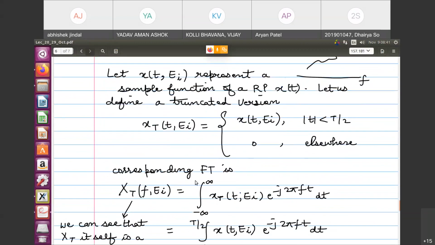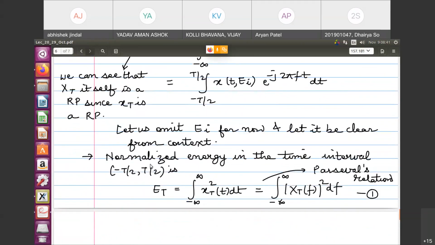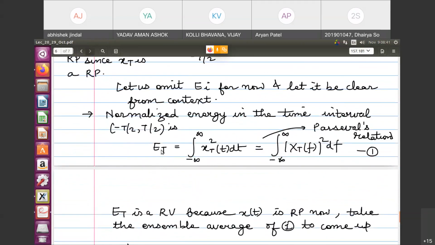Let us define a truncated version. We defined a truncated version, and we took its Fourier transform. And then we said, let us see what will be the E of t, that is the energy of this truncated signal. Okay, and we use the Parseval's relation. What ultimately we are doing is we are basically connecting power to power spectral density.